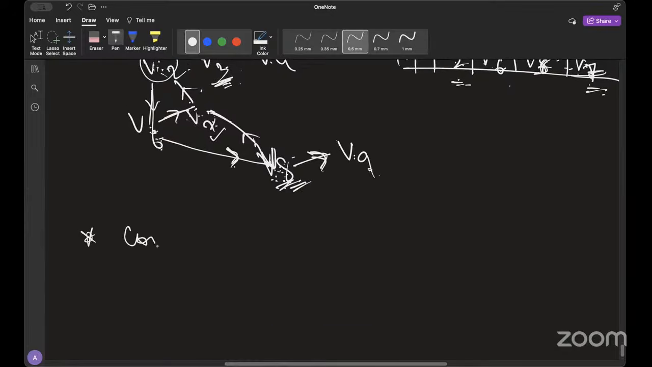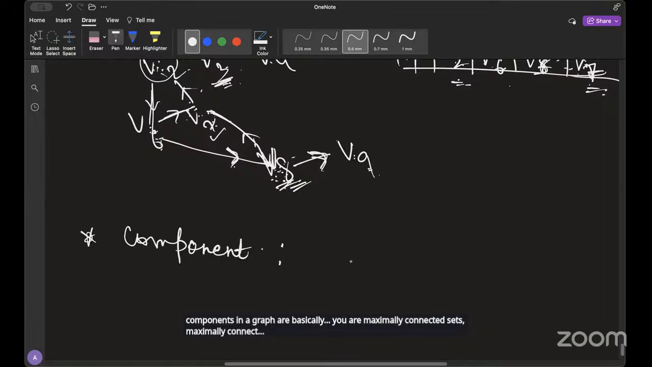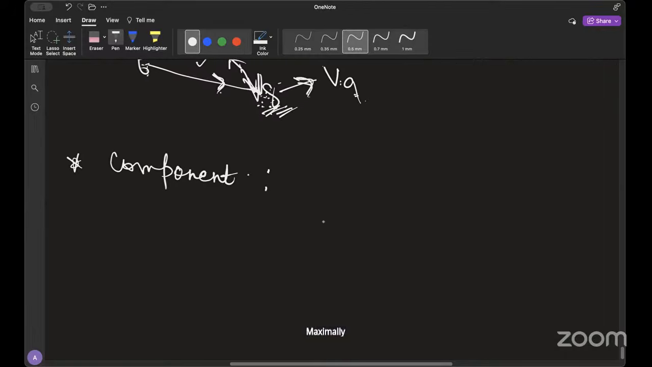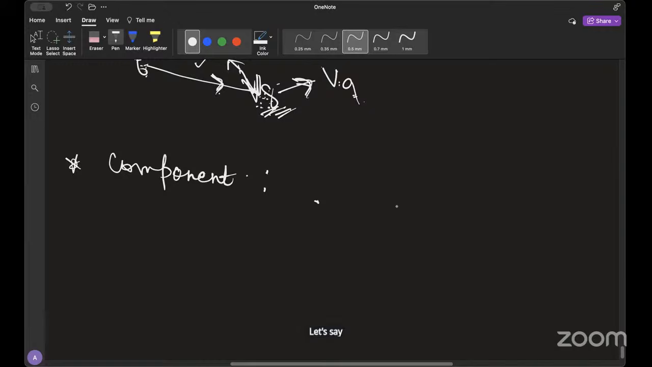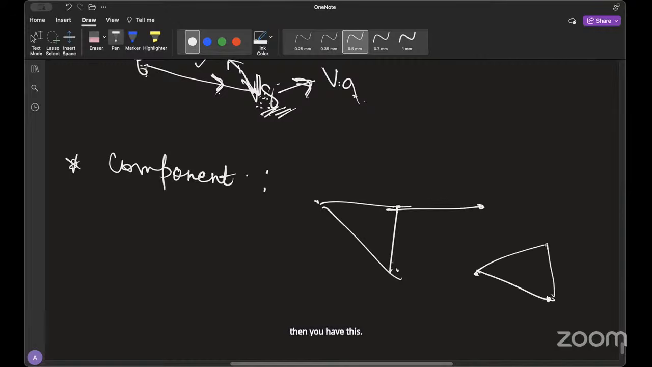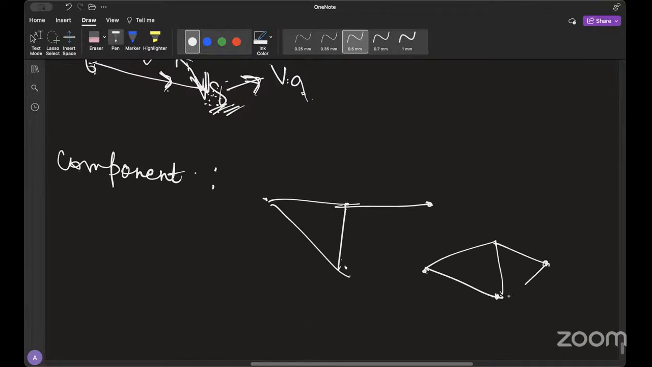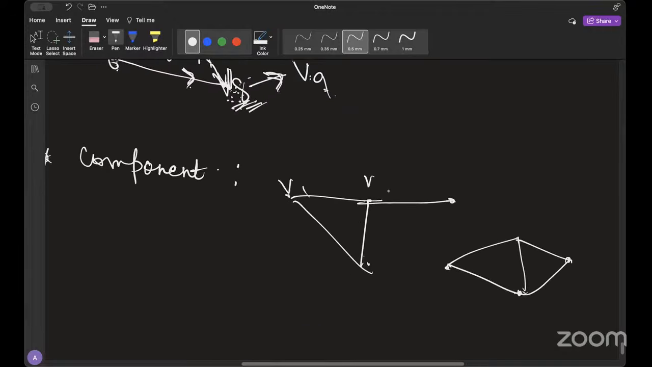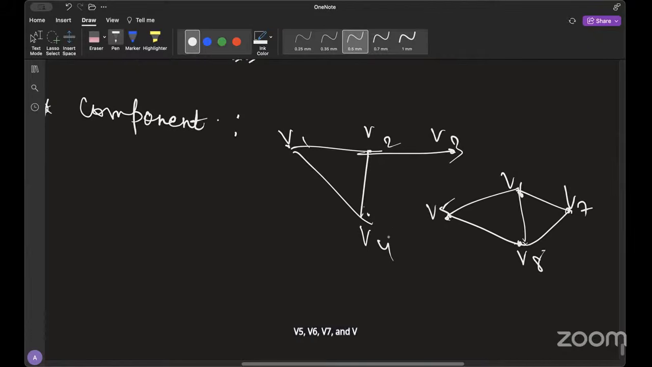Then we have a definition of components. Components in a graph are basically your maximally connected sets. Maximally connected set of vertices means, let's say you have this graph. And then you have this. V1, V2, V3, V4, V5, V6, V7, and V8.